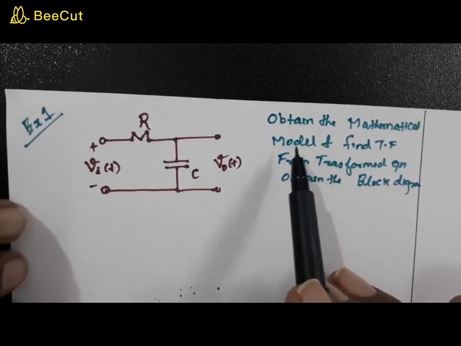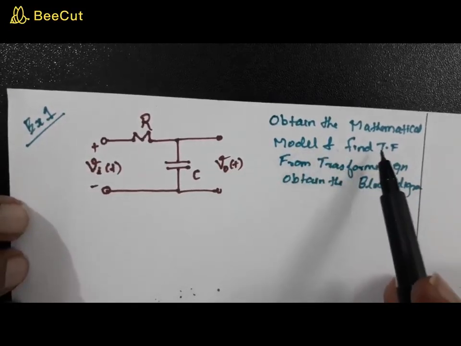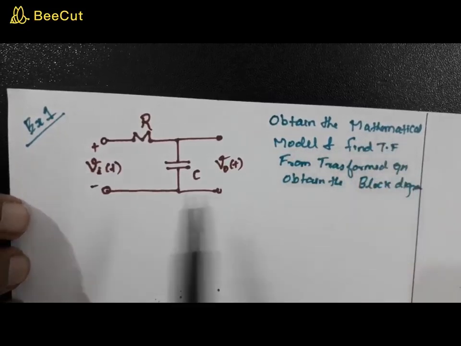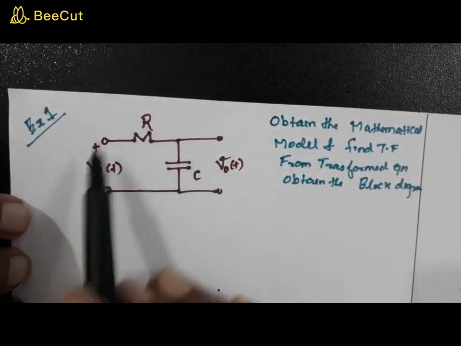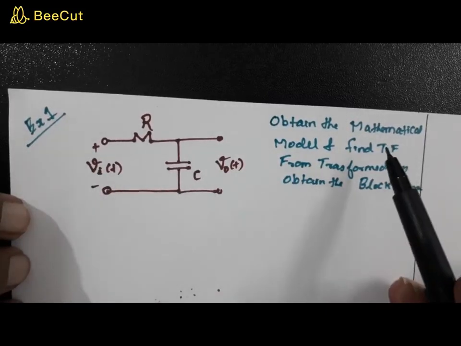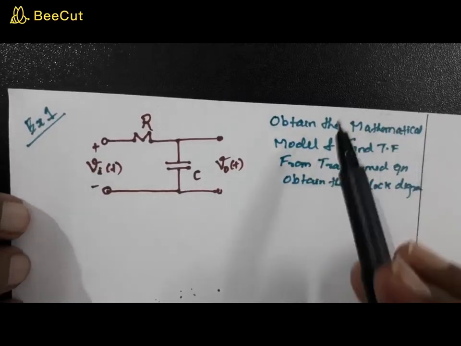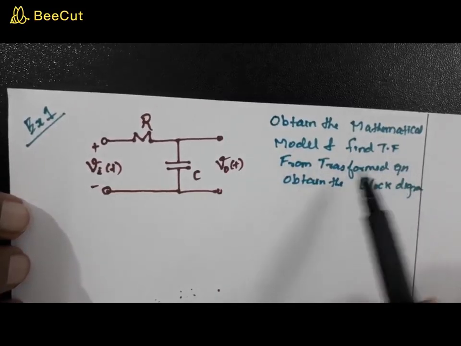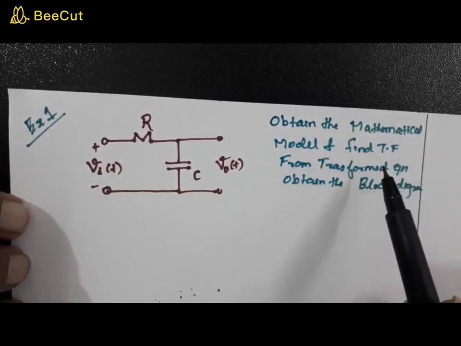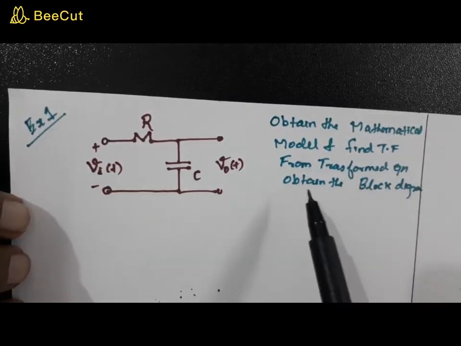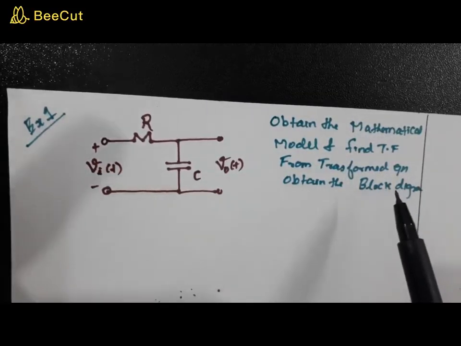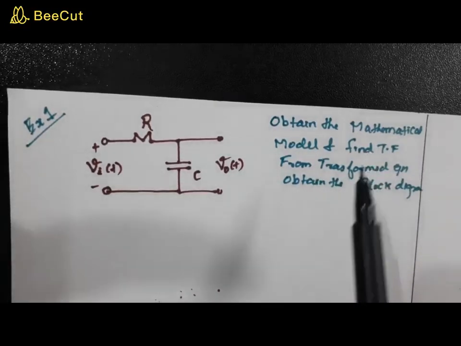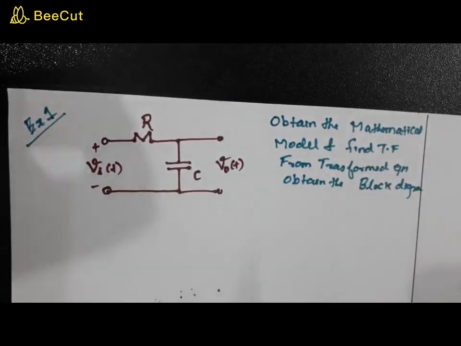Okay, now, using this mathematical model, you are asked to find out the transfer function of this electrical network. And from the transfer function, or from this mathematical model, or the set of transformed equations, obtain the block diagram. So there are three things that you need to do. First is the mathematical model, then you need to find the transfer function, and finally obtain the block diagram.